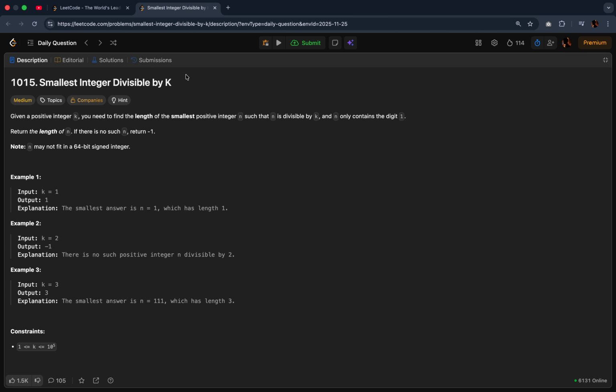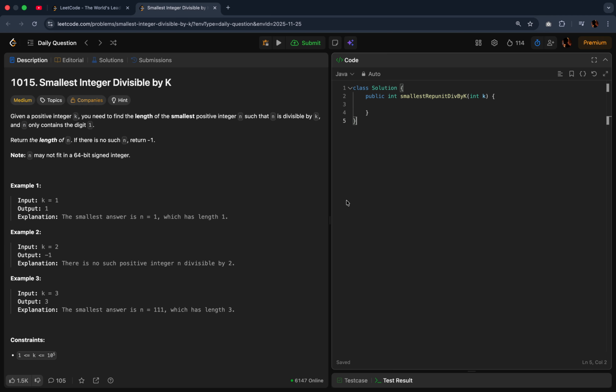This might be a little complicated in the beginning, but let me try to make you understand, guys. Basically, we have an input k, first thing. Then we have to find the length of the smallest positive integer n, and that n should only contain ones. So it's like single one, double one, triple one, maybe 4 times 1. So n can be any such number, and if there is none, then we return -1.